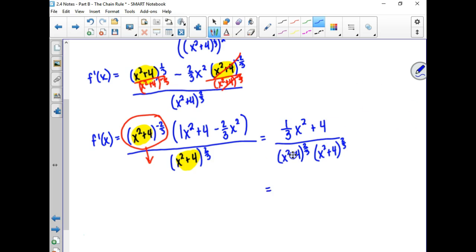What could we do with those two on the bottom? Okay, we can combine them, and what will we get when we do? Nope. If we were adding them, it would be 2 times (x squared plus 4) to the 2/3. But these are multiplied together. So if I have something like x to the third times x squared, that'd be x to the 5th. I add those exponents. So we're going to do 2/3 plus 2/3 to get 4/3. So we're going to have 1/3 x squared plus 4 over (x squared plus 4) to the 4/3.